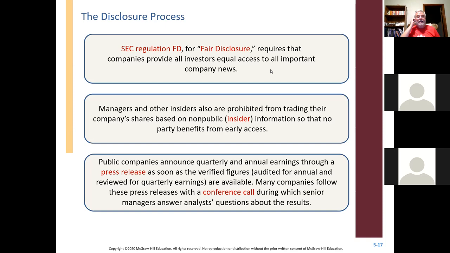And when it comes to publicly traded companies, there will be quarterly and annual earnings announced through press releases, can also be done through conference calls. But the Securities and Exchange Commission requires at minimum quarterly communication of financial information. And of course, the big one would be the annual reporting process.